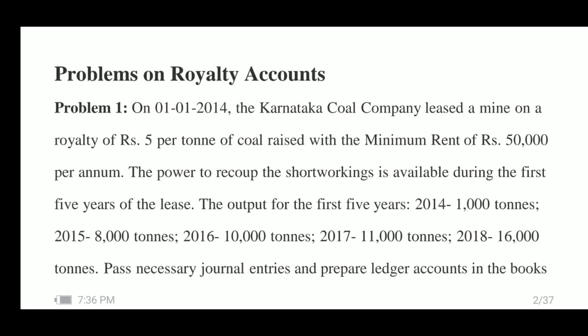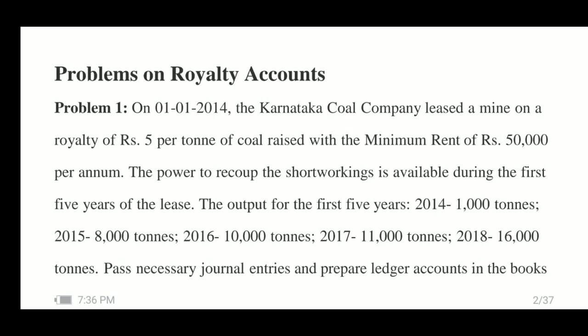Here, royalty rate is 5 per ton of coal raised. In the first part, I had explained that royalty may be fixed or agreed upon on the basis of the output produced by the lessee or on the basis of the sales achieved by the lessee. In this problem, the royalty rate is rupees 5 per ton of coal raised. That means it is based on the output.